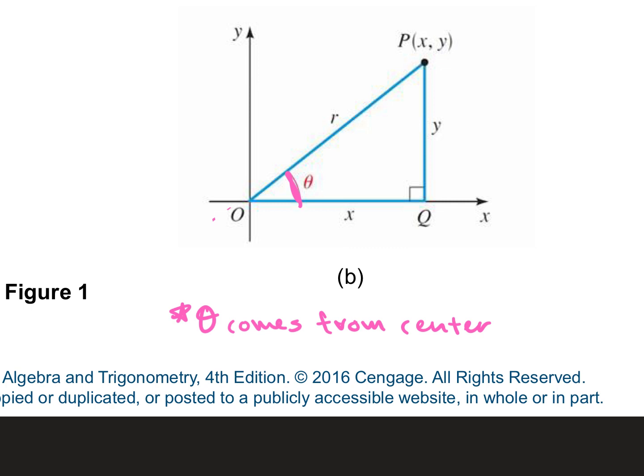So since theta is the angle here at the center, we're going to have values x, y, and r. So y is on our y-axis, and when we go up, that would be our y. When we go on the x-axis, that is our x value. And then r is our hypotenuse. Another thing to note is that r is always positive.